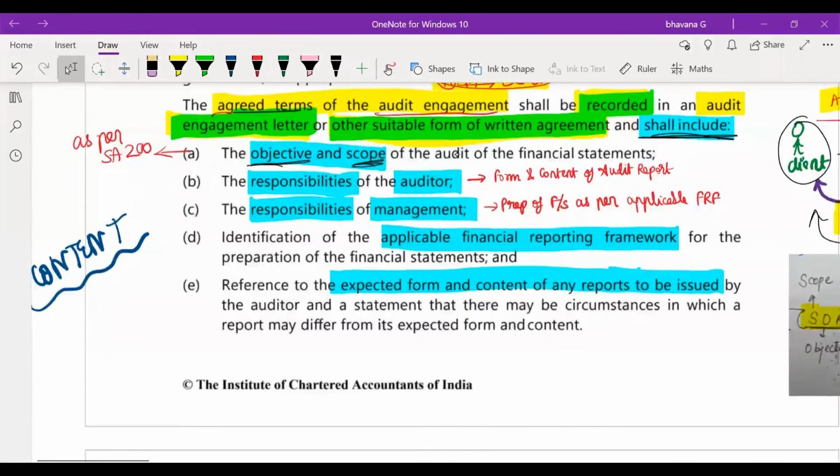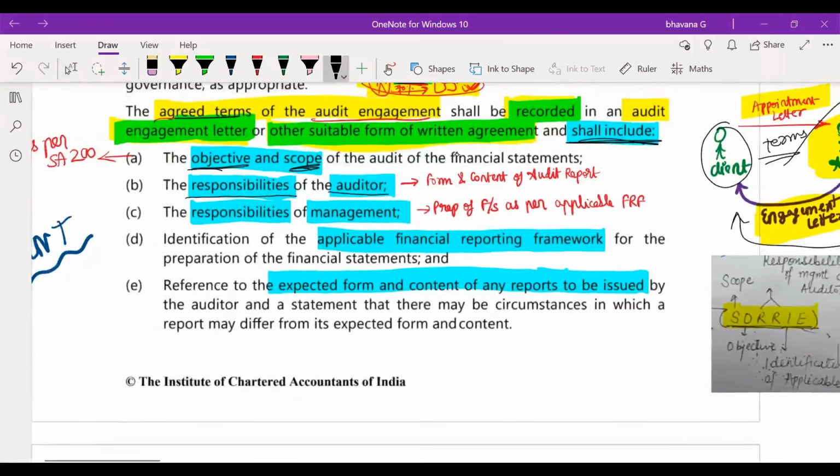Next, what is the responsibility of the auditor? Also you'll write that in the engagement letter. So what is the responsibility of an auditor? He has to issue an opinion. He has to issue an audit report. That is his responsibility, and many other responsibilities of the auditor might be there. All those responsibilities you have to write in that engagement letter. Next, responsibilities of management you have to write. Just now we read the 3 responsibilities of management. Now, there may be other responsibilities of management also. So all those you have to write in that engagement letter.